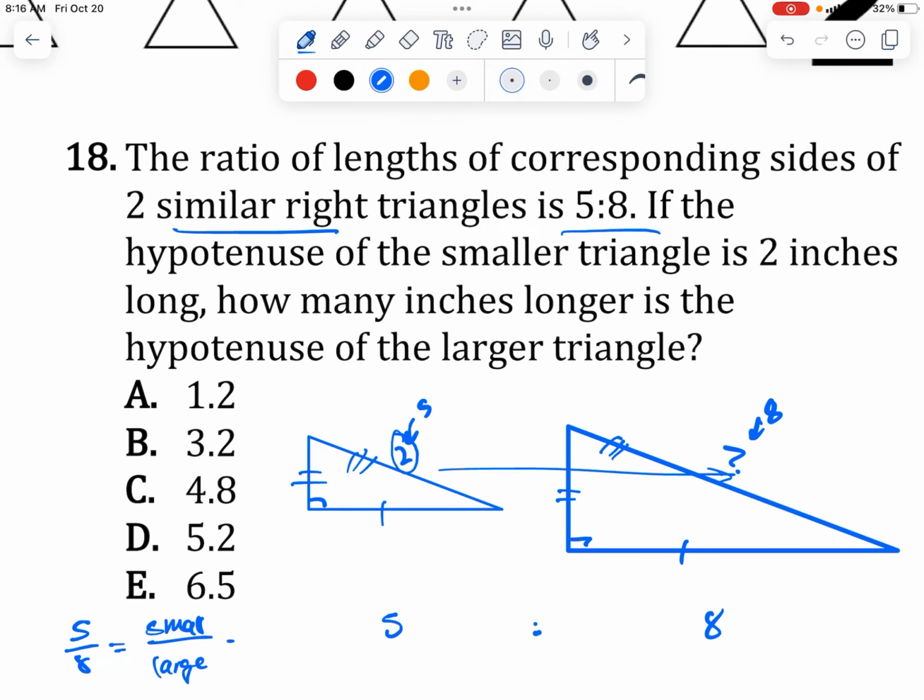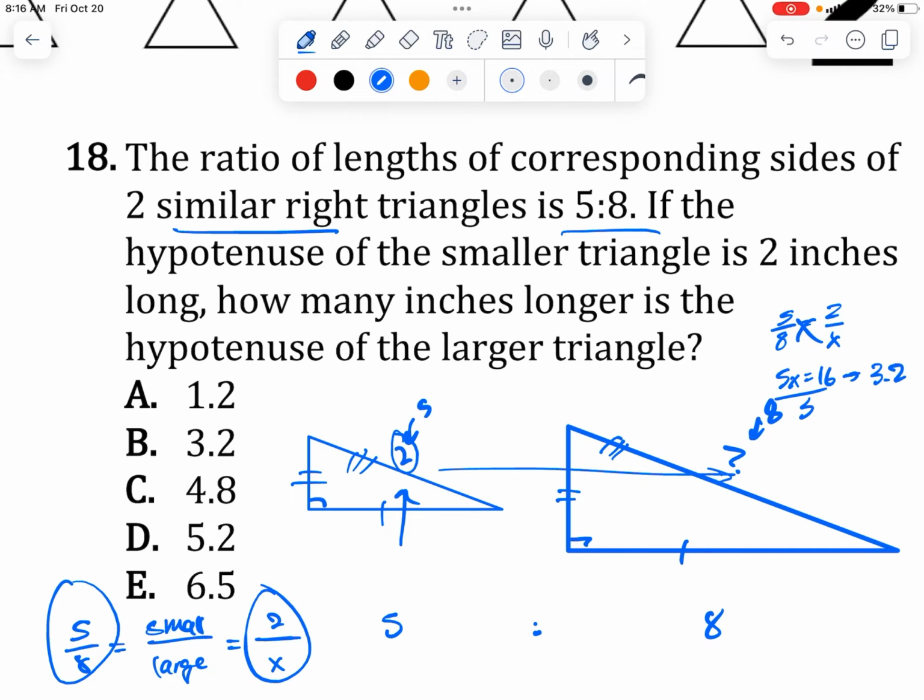Right? So if I just plug in the actual small, and put the large as an unidentified x, and make this ratio equal to 5 to 8, I can solve for the x value. So 5 over 8 is equal to 2 over x. Let's cross multiply and divide. 5x equals 16. Divide both sides by 5. We get 16 over 5, which is, I believe, 3.2. So the hypotenuse of the larger triangle is 3.2.